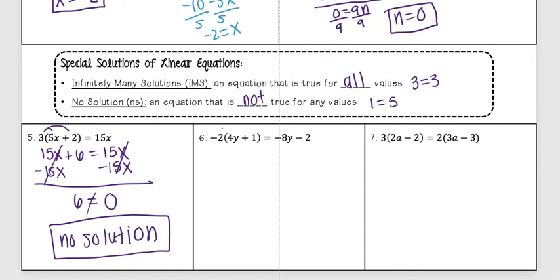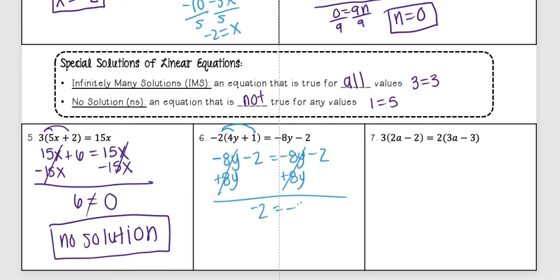So this next one, again, I need to do my distribution, so I'm going to distribute that -2. -2 times 4y, I get -8y. -2 times 1, I get -2. I have a variable on both sides, so I need to add 8y. And again, all my variables cancel out, so all I'm left with is -2 is equal to -2. Well, that is a true statement. So that means this one is infinitely many solutions, or IMS for short.